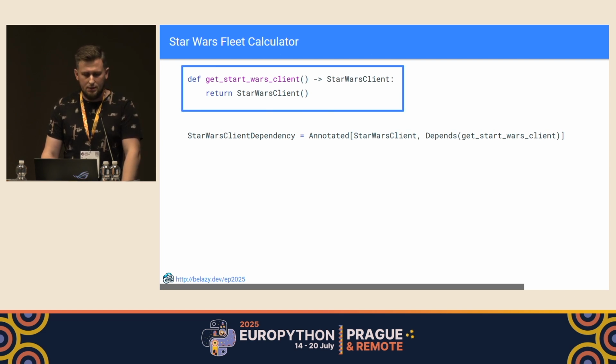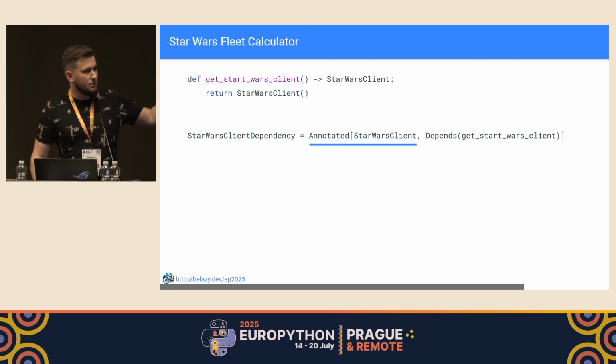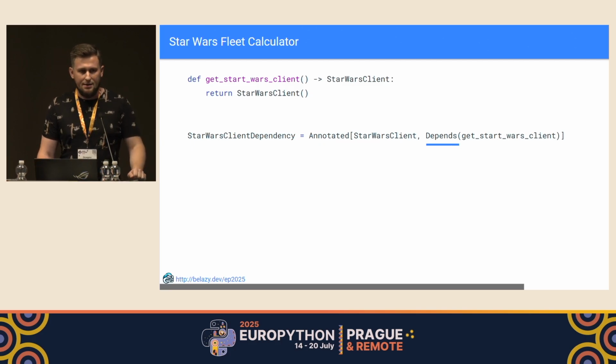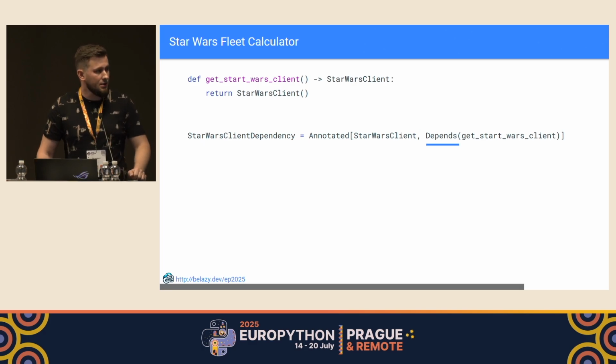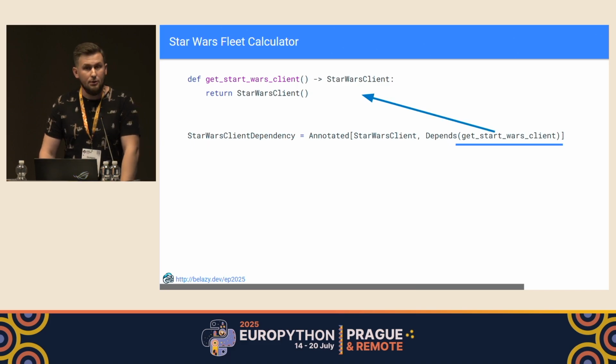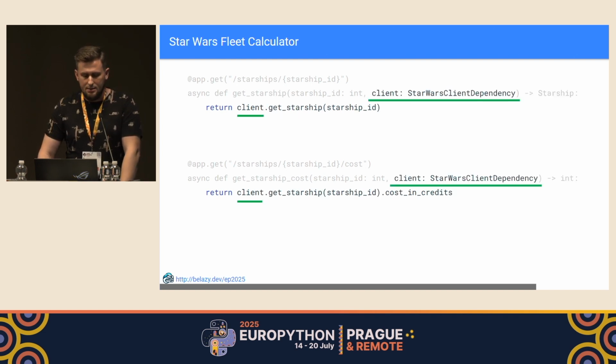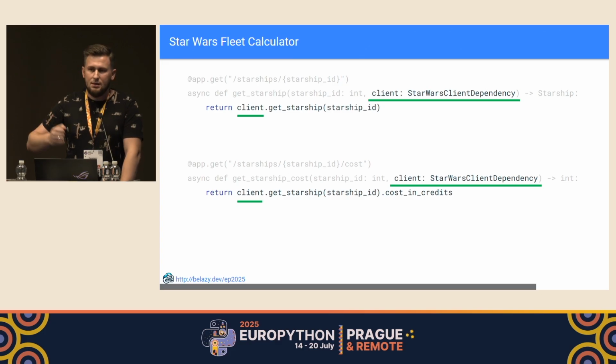So we have our factory, the one place that knows how to create a client. And we have an alias for the annotated syntax where we tell that, okay, we will return Star Wars client and use Depends. It is a FastAPI feature that tells that each time you want Star Wars client, you will run this function. How to use it? Instead of calling it directly, we use arguments. So we are telling that when somebody calls this endpoint, we will get the client using this dependency.